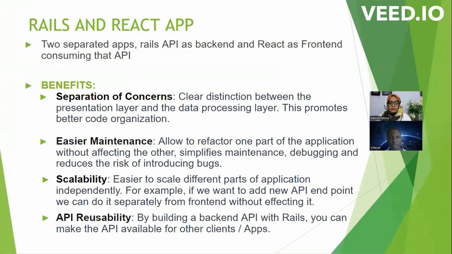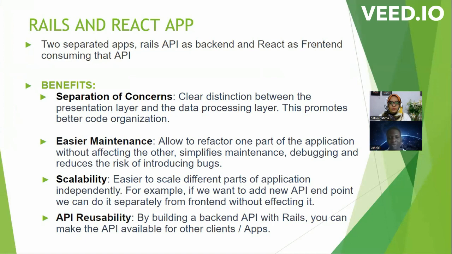Then the way we connected the Rails and React apps is we use the API approach. That means we built a separate app for the backend and a separate app for the front end. The reason we did this was because, one, the API can be reused. With one API, you can have multiple interfaces. And there's also scalability. It's easier to scale different parts of the application independently.